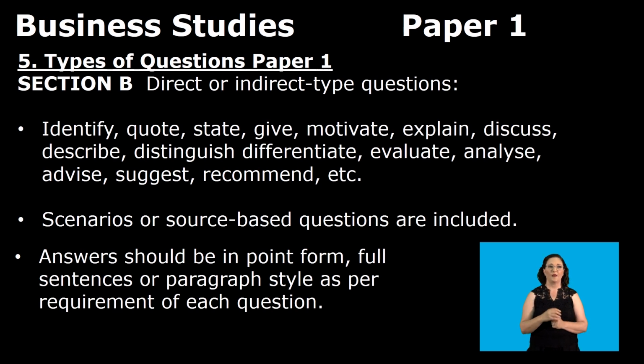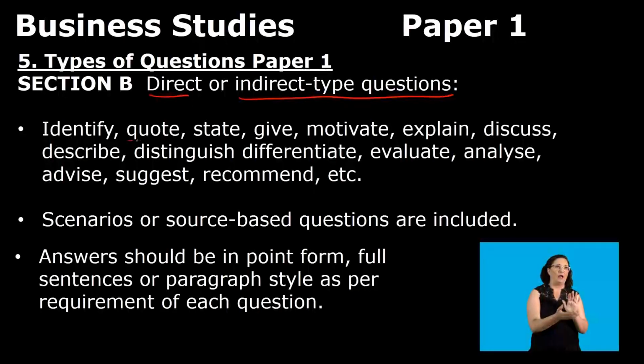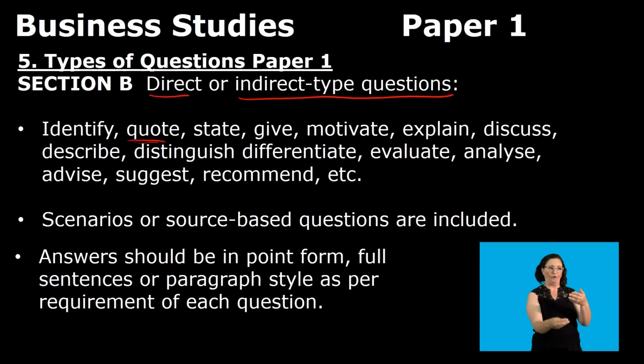Right, and then when we move on to section B, there is direct or indirect type questions. So what do we mean by that? You'll have questions like identifying, you've got questions like quote. Don't forget that when you're quoting, you're taking the words word for word as is from the scenario, and then you don't change anything. You're not subtracting, you're not adding anything. So verbatim as is, and then you will state, you give, you motivate, you explain, you have to discuss.